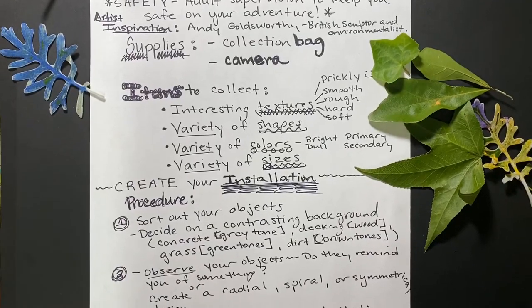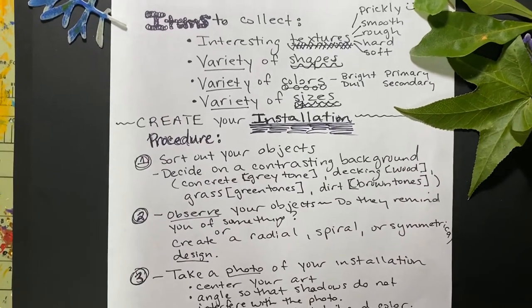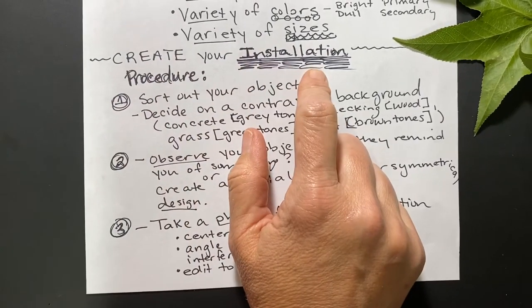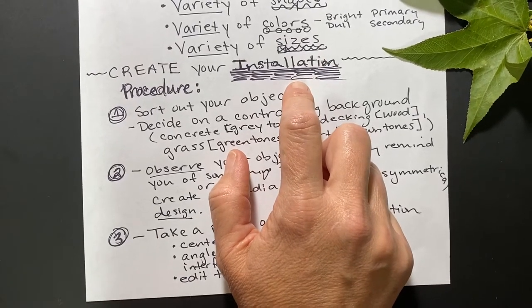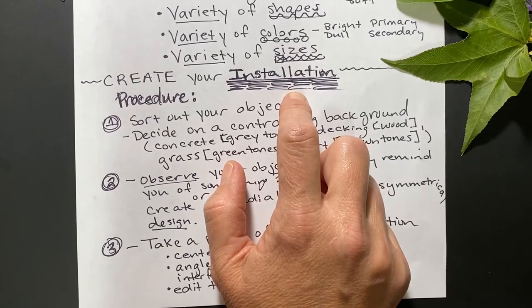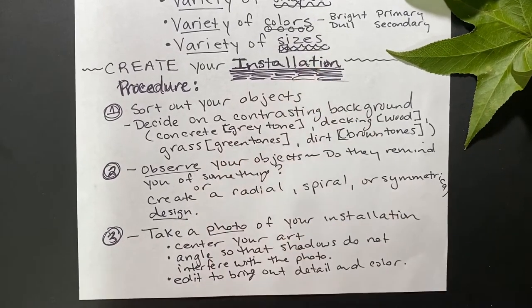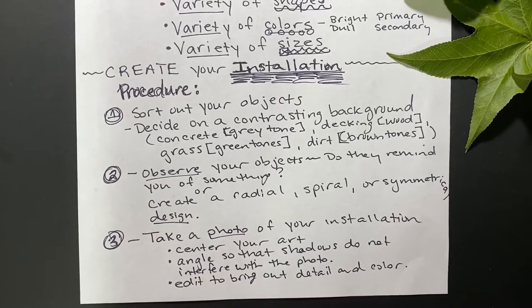When you get back to your yard, you want to install your objects in your yard. You're creating an art installation. The type of art that you're making today is an installation. You're going to take an area of your yard or your outside of your home and install a piece of art. That means you're going to change that area into something different. It's going to be beautiful.